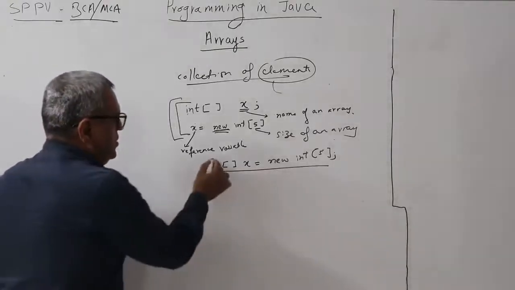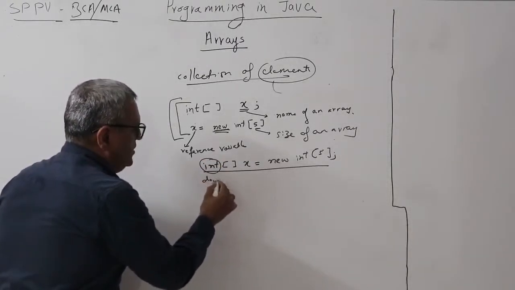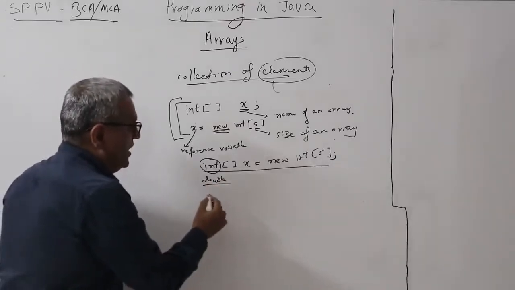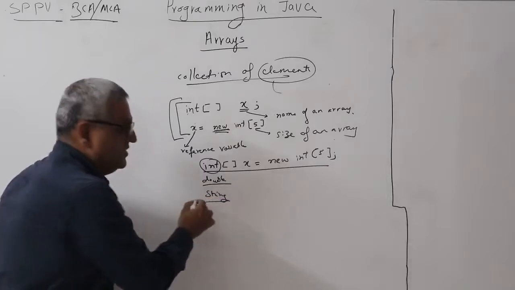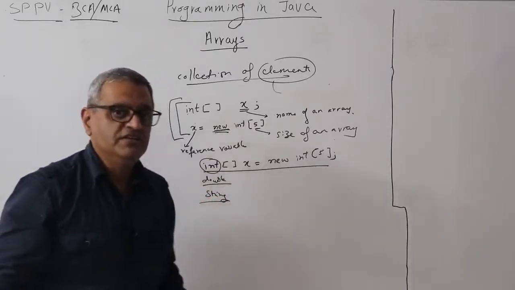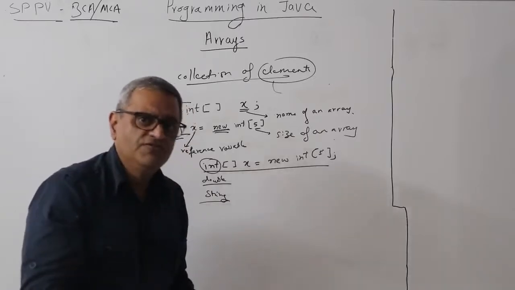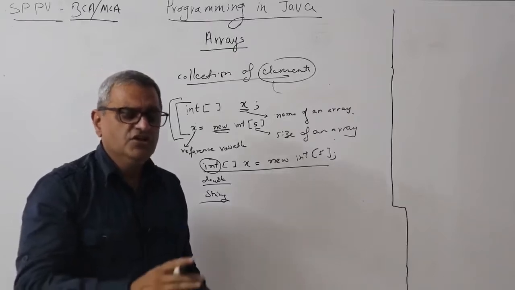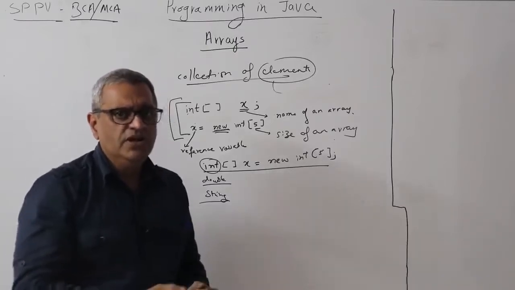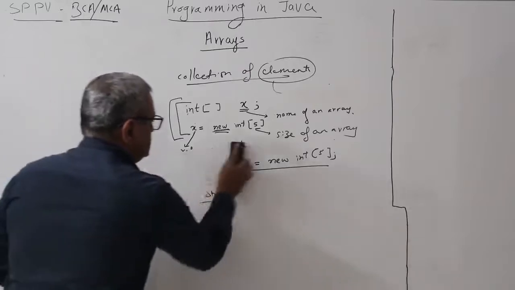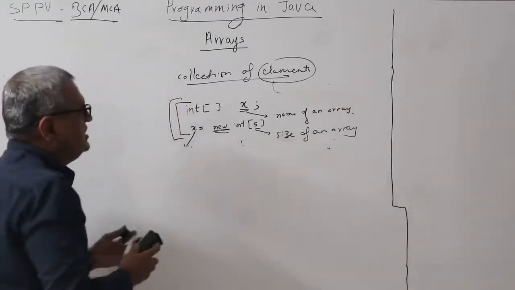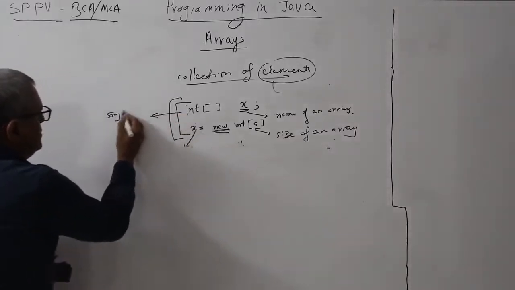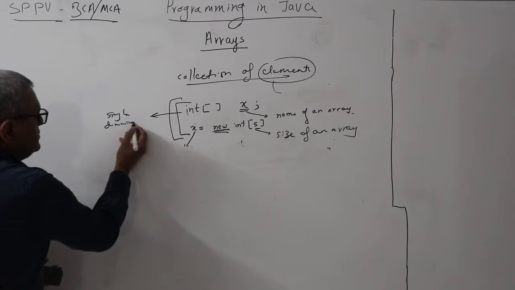Now if I give you double here, it becomes an array of type double. I can give it String, it becomes an array of type String. In fact, I can also define and declare an array of type objects. We'll see that with an example later. Typically, this is a single dimensional array.